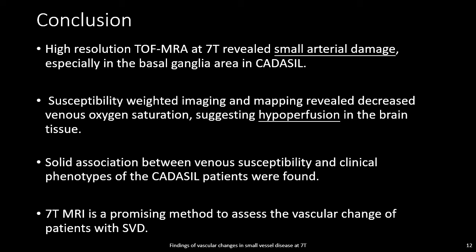In conclusion, high-resolution TOF-MRA at 7 Tesla revealed small artery damage, especially in the basal ganglia area, in CADASIL. Susceptibility-weighted imaging and mapping revealed cerebral hypoperfusion caused by small artery pathology. In addition, venous susceptibility was associated with MRI lesion load and functional dependence of CADASIL patients, indicating the potential to be an imaging indicator for evaluating central nervous system damage in CADASIL.